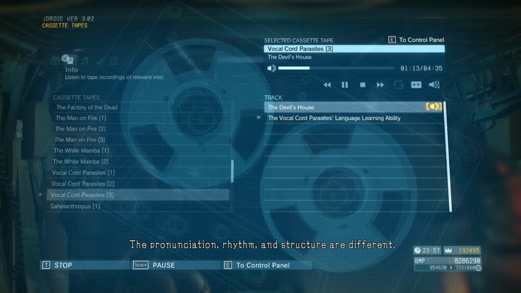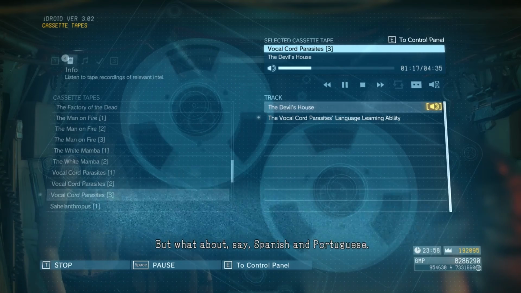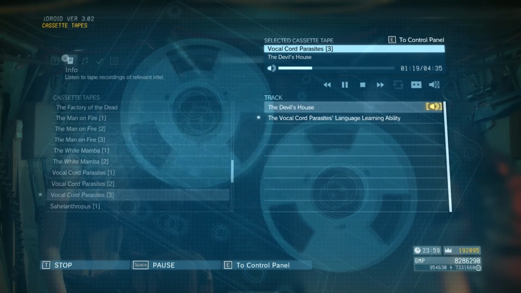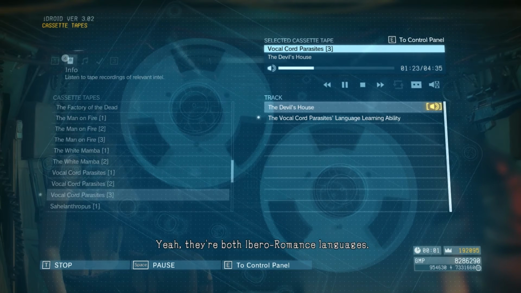structure are different. But what about, say, Spanish and Portuguese. Linguistically, the two are very close. Yeah, they're both Ibero-Romance languages.